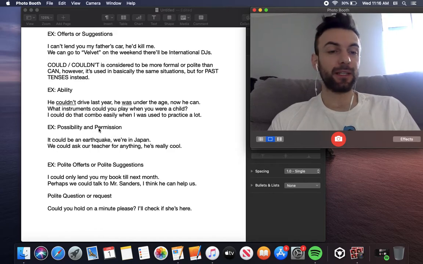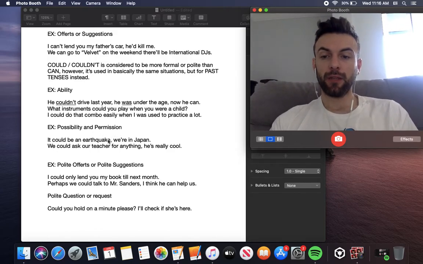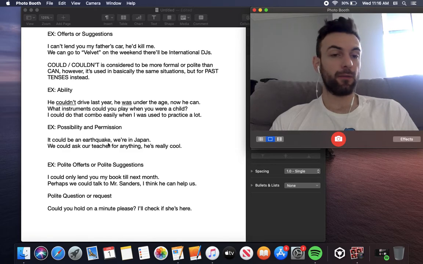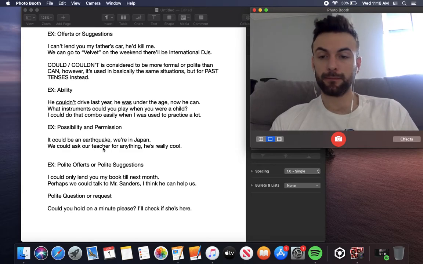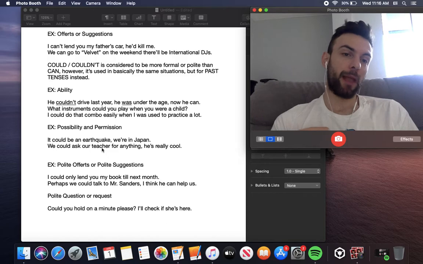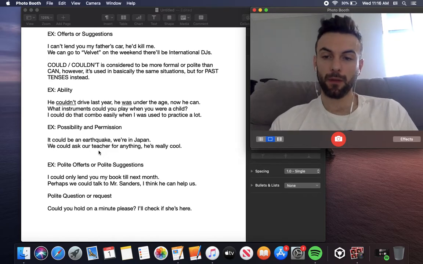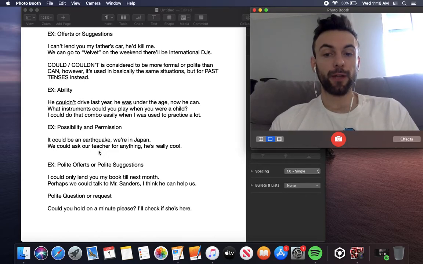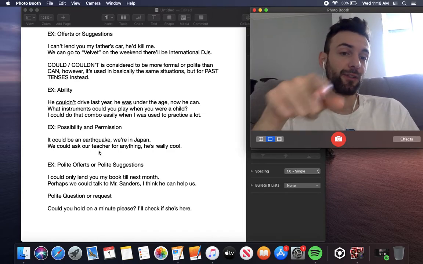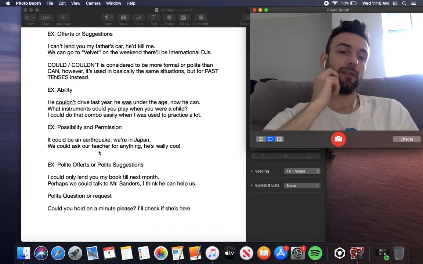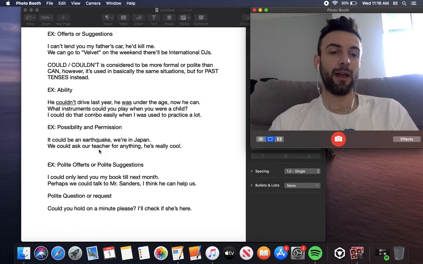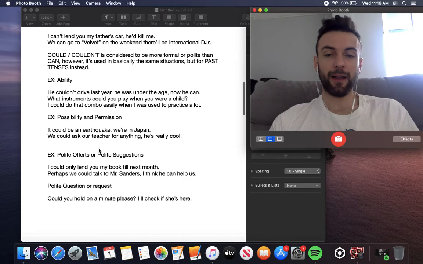Examples of possibility and permission. It could be an earthquake. We are in Japan. Could be, I'm actually not sure. We could ask our teacher for anything. He's really cool. You actually can, for any doubts that you possibly have, just let me know. I'm going to help you out.